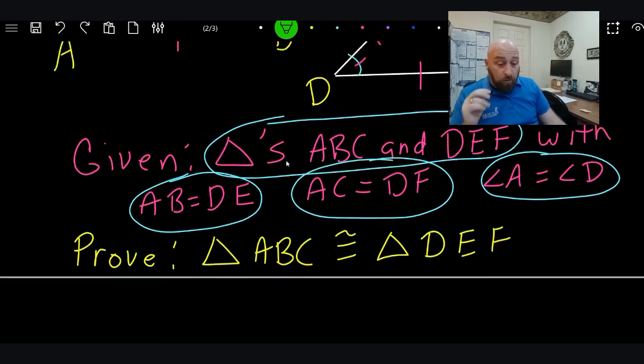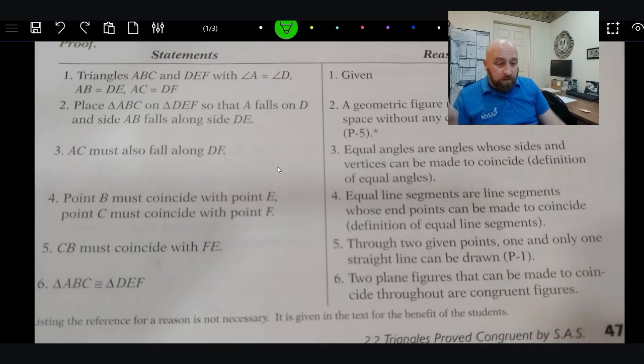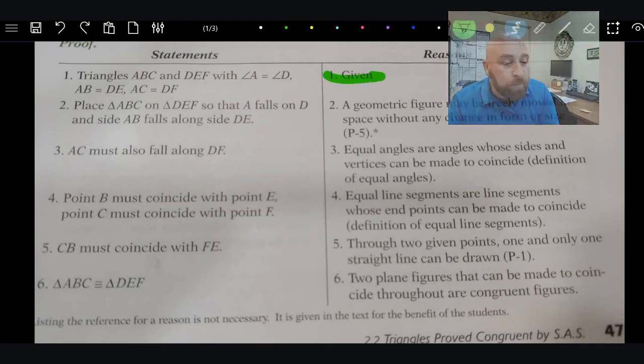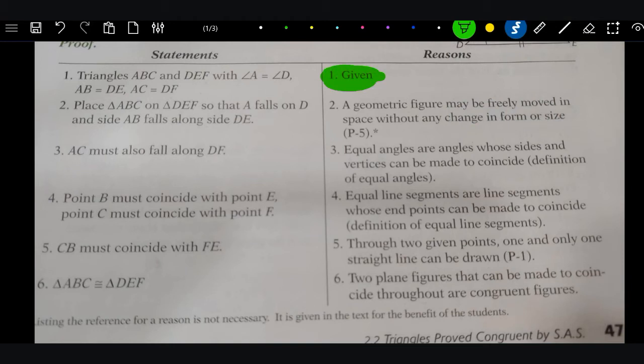All right? And so what we're going to do, let's go up here and look at this proof. Let's actually look at what they give us. So this is on page number 47 there in your book. Triangles ABC and DEF with angle A and angle D and those sides. They gave us that. So what's the reason for that? Look over here. They put the reason is given. That's the easiest. This right here is the easiest points you will ever get on any quiz or any test in the history of the world.